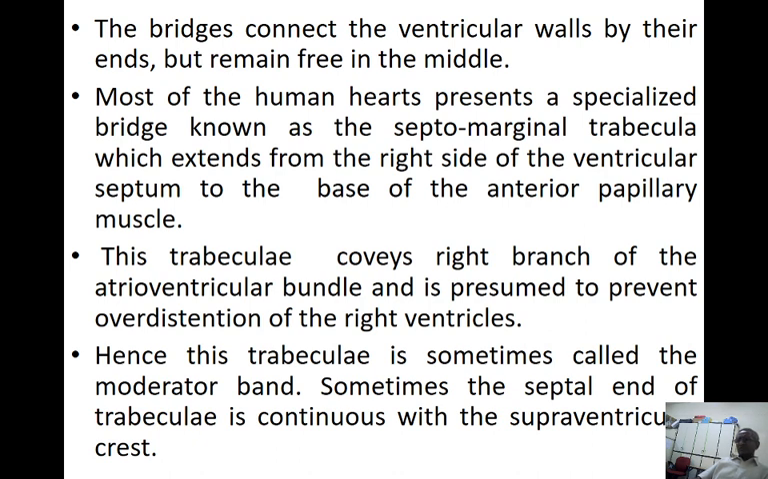It conveys the right branch of the atrioventricular bundle and is presumed to prevent over-distension of the right ventricle. Hence, the trabecula is sometimes called the moderator band. Sometimes the septal end of the trabecula is continuous with the supraventricular crest.